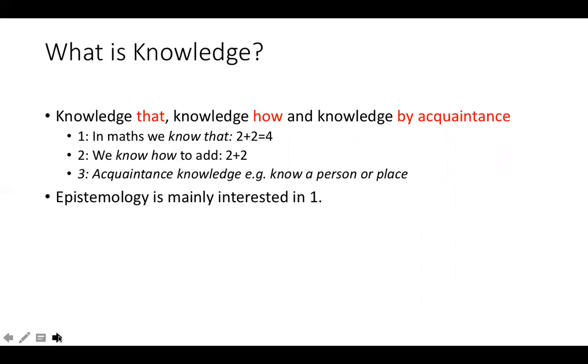And we also know the number 4. So knowing the number 4 by itself is knowledge by acquaintance. So knowing a person or a place, or knowing that a thing is called a car, for example, or this thing is called an airplane or whatever. So, knowing by acquaintance. Epistemology is mainly interested in number 1.